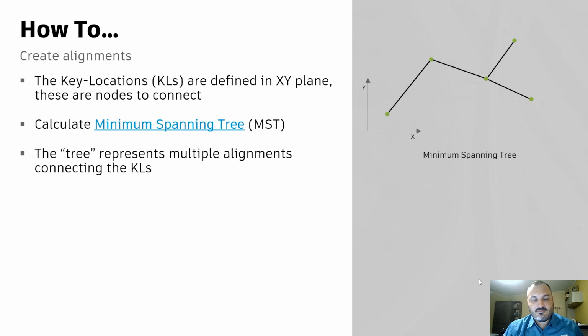How to create alignments. So from the inputs, we have the key locations. And in the diagram on the right here, you see them represented in the XY plane as these green dots. We can leverage an algorithm called the minimum spanning tree that will enable the connection of these dots, making sure that the branches that you see here are the shortest possible. So this is something very fast. You probably need to write a few lines of Python, but I pointed out the link here where you can find several algorithms that implement this solution.